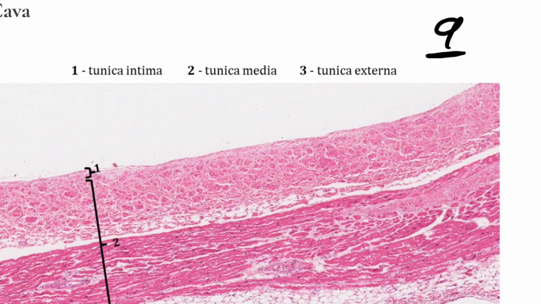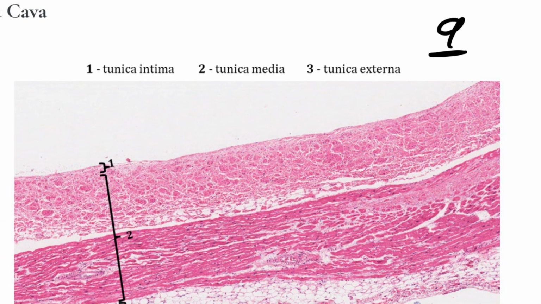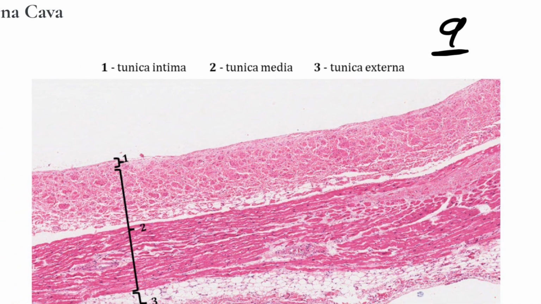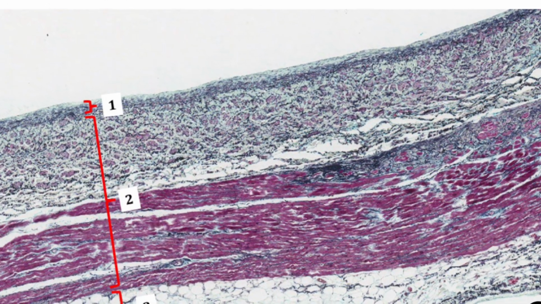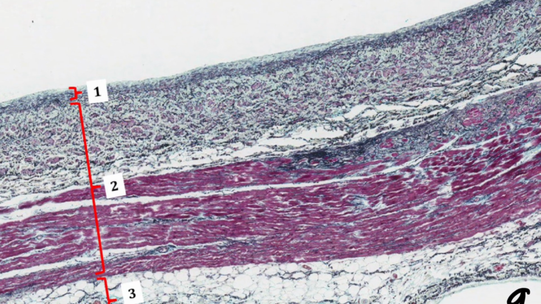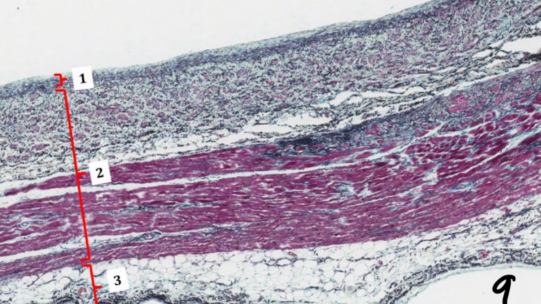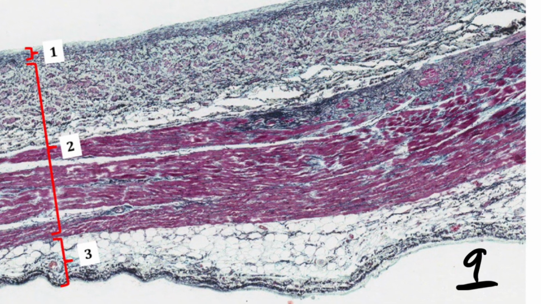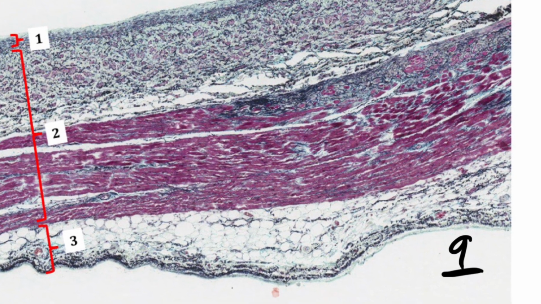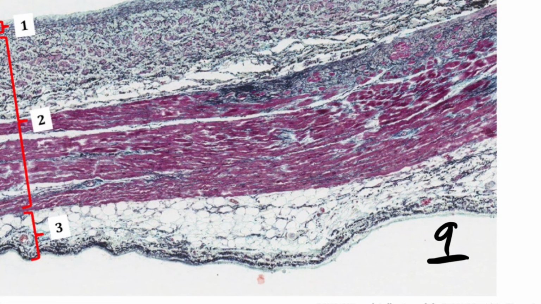The IVC's thinner media lacks robust elastic layers, aiding compliance but risking collapse or thrombosis. These microscopic structures govern vessel strength, flexibility, and disease susceptibility. Histological knowledge enhances understanding of vascular pathology, guiding diagnostic imaging and treatment strategies for conditions like aneurysms and thrombosis.